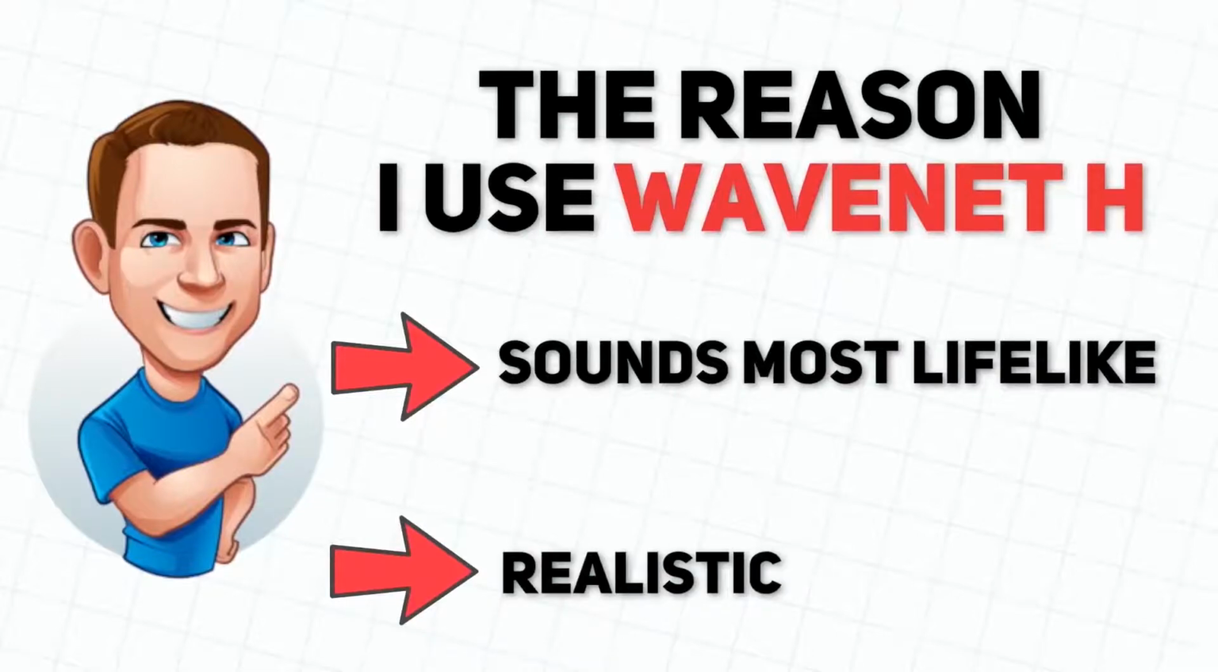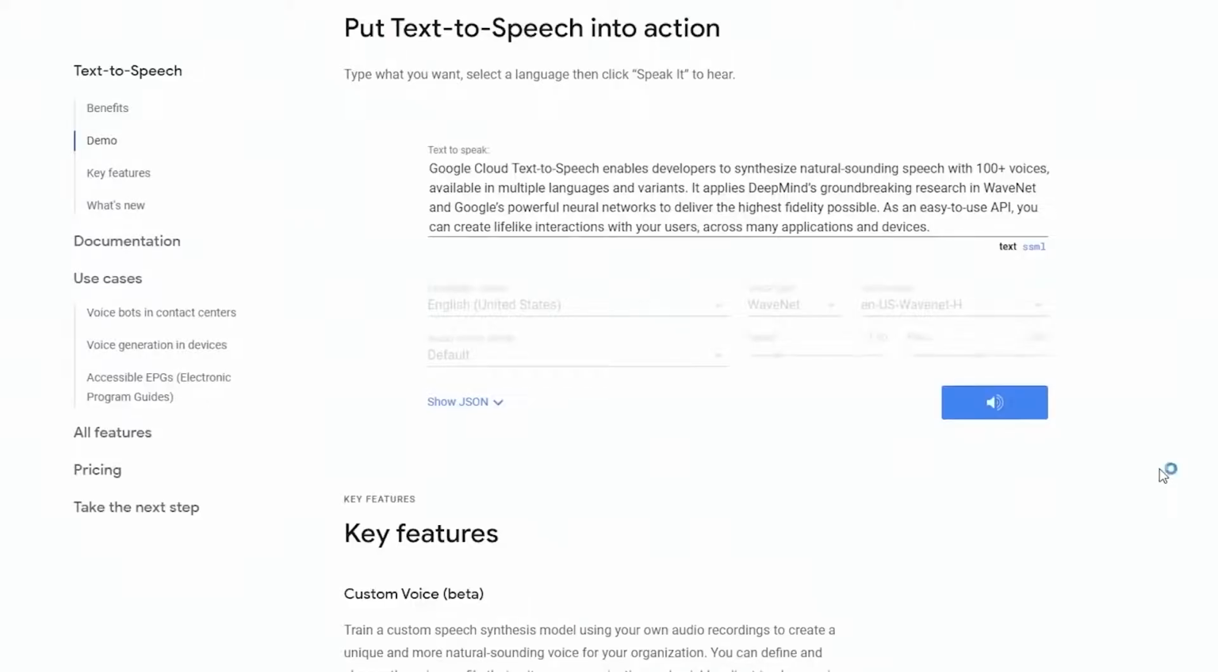You can hear what it sounds like right here. Google Cloud Text-to-Speech enables developers to synthesize natural-sounding speech with 100+ voices, available in multiple languages and variants. It applies DeepMind's groundbreaking research in WaveNet and Google's powerful neural networks to deliver the highest fidelity possible.